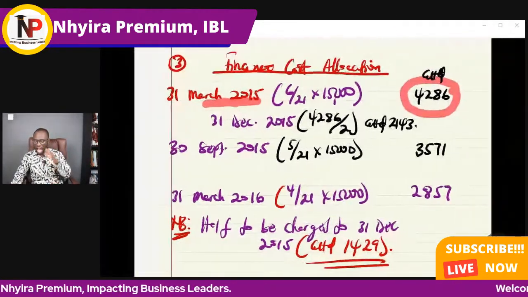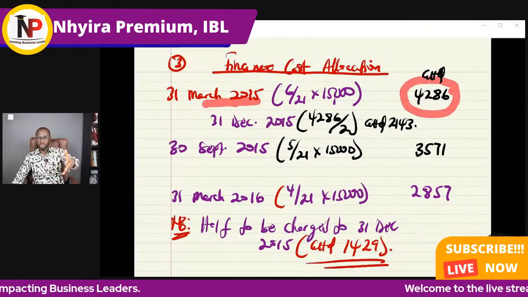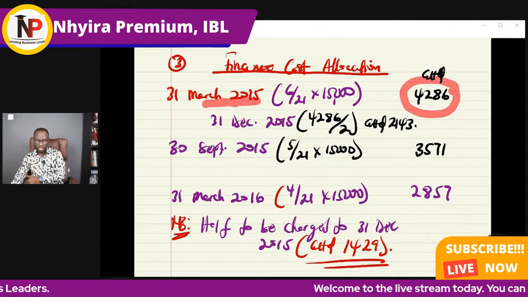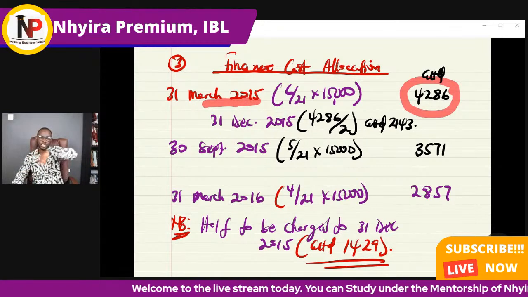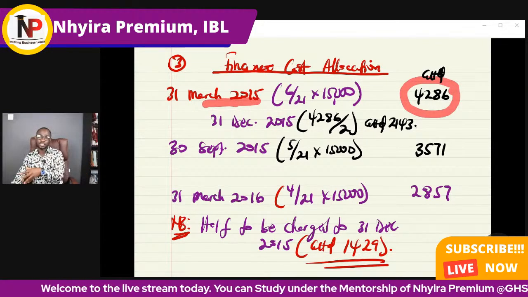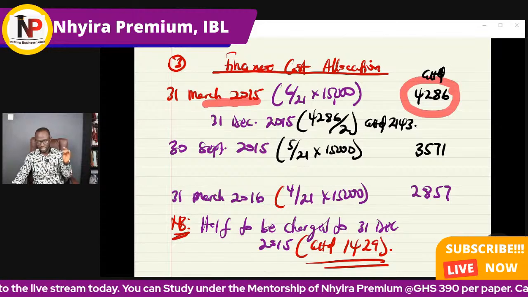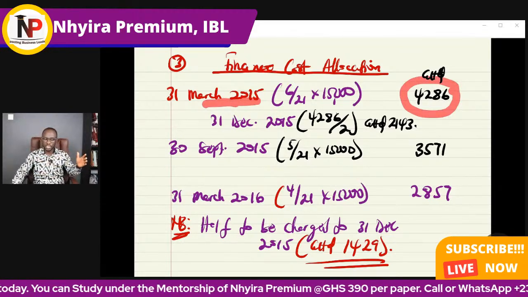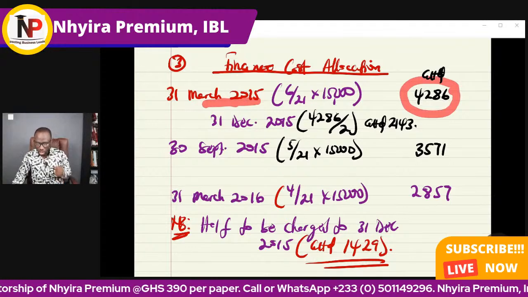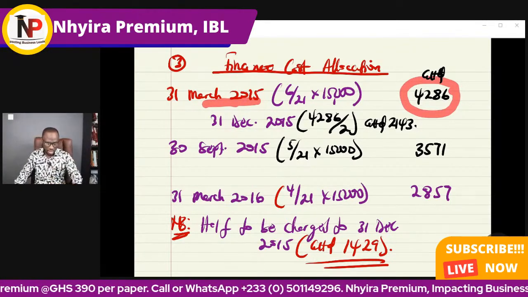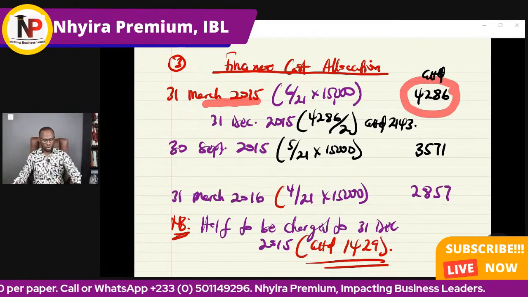So this is how we allocate the finance cost. So we get 31st March, the first 6 months, split it into two. The second 6 months, no splitting. The third 6 months has to be split, all because of the year ended under consideration.